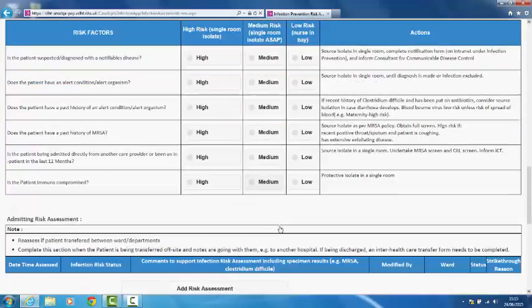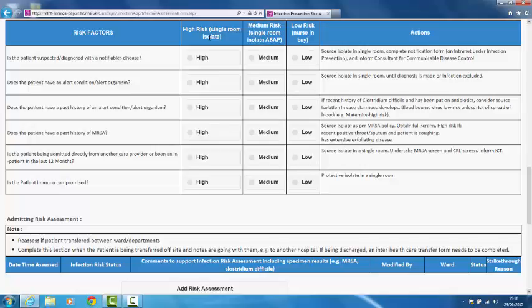The next part of the document requires you to complete the risk factors to identify if your patient requires a side room and is a high risk, a medium risk, or a low risk. The high risk conditions that are in addition to determine if a patient requires a side room immediately consist of 6 factors.